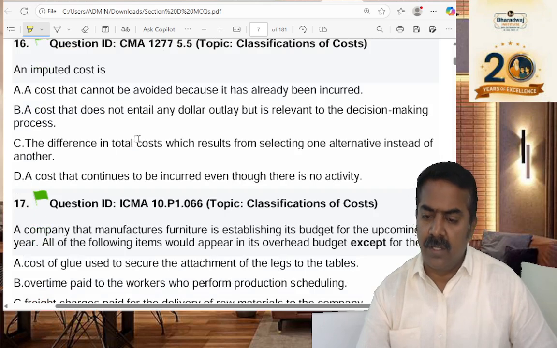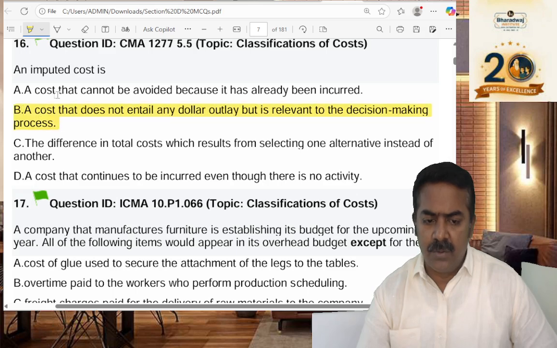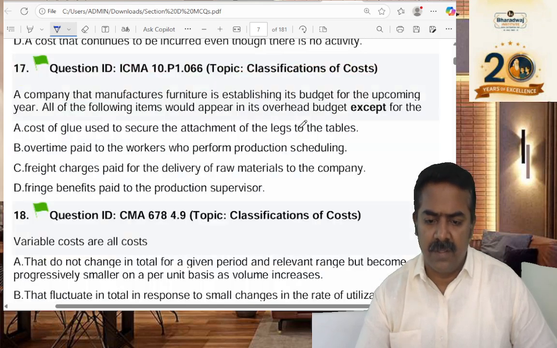What is an imputed cost? Costs that cannot be avoided are committed costs, yes. There is no cash outlay, no cash outflow. That is which one? Imputed cost. But this is relevant for decision making, like opportunity cost, all those things.